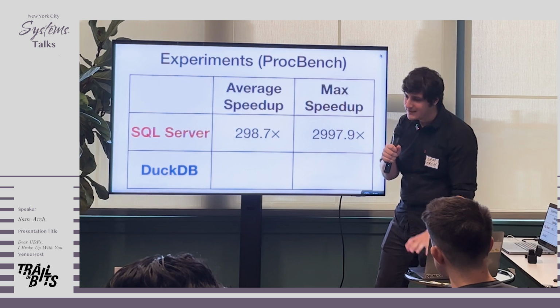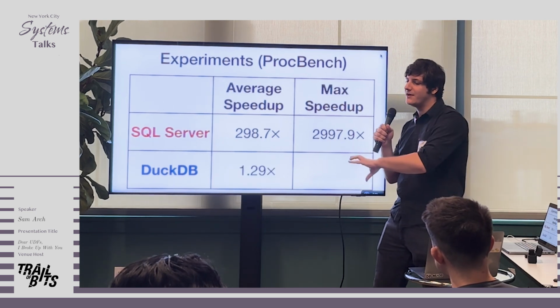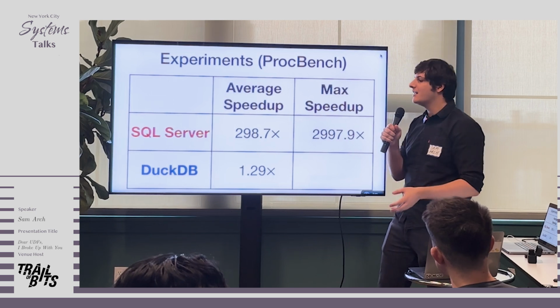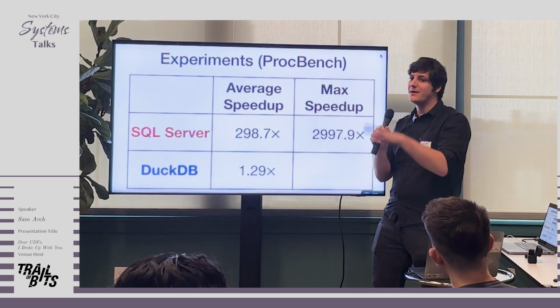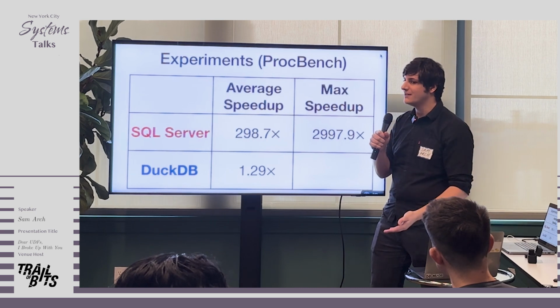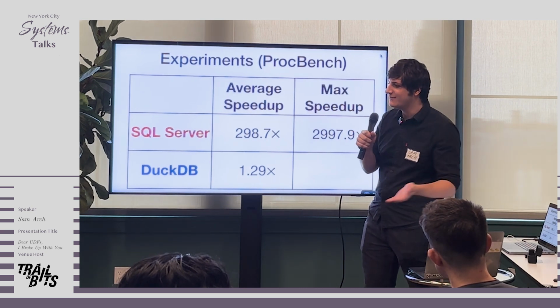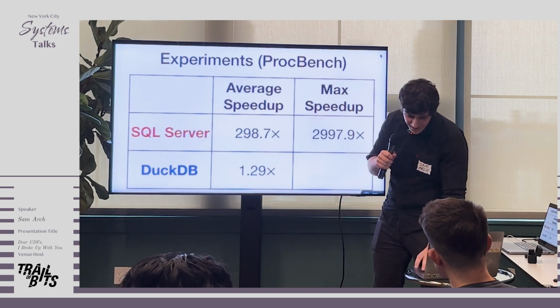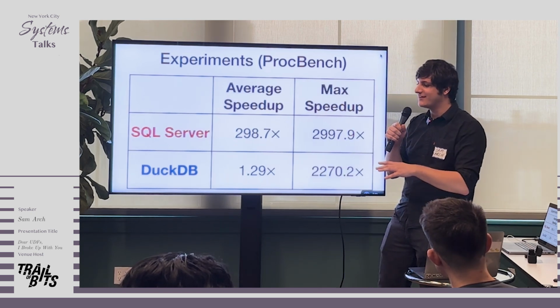But actually, we find that it's still something like 1.29x faster to run it with PRISM versus just inlining the whole thing. And the reason why is because when you inline the whole thing, DuckDB wastes a bunch of time executing those lateral joins, whereas with our approach, where there are no lateral joins, it doesn't have to execute them, so it's just much faster.